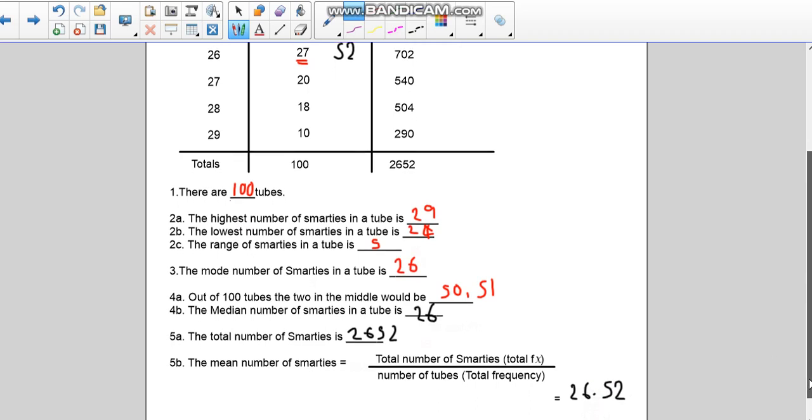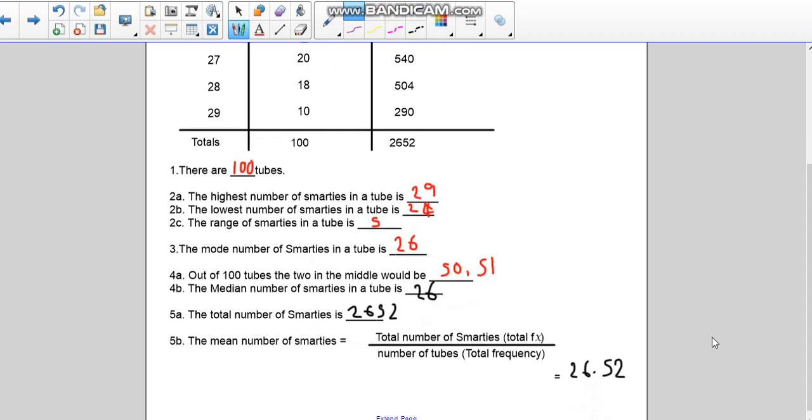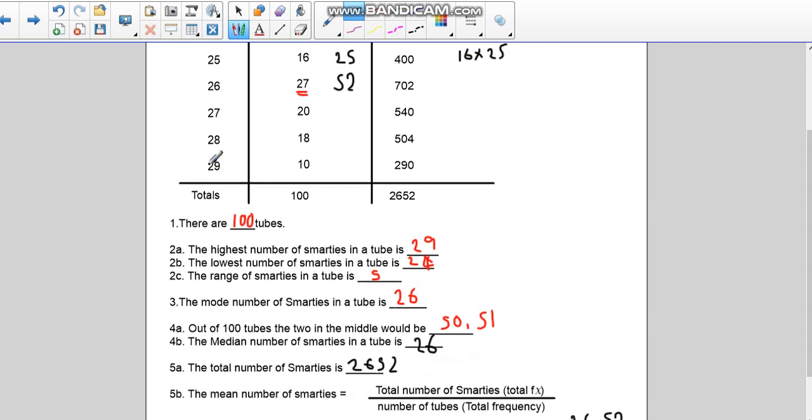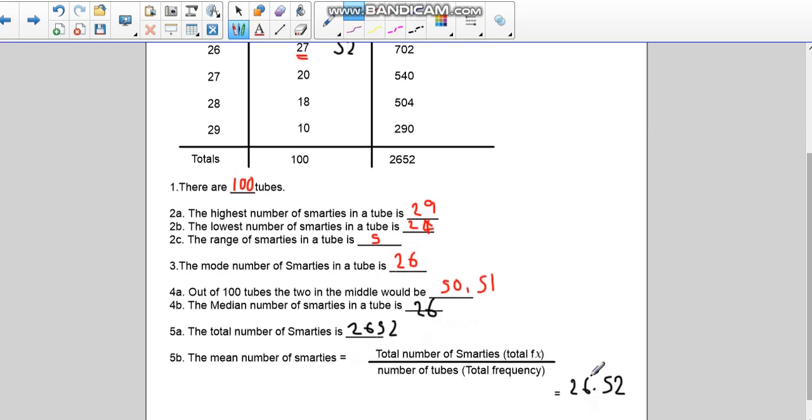So we've looked at how we find the range, biggest take away smallest, but it's always numbers from this column. In fact, all your answers should be a number from this column. Here we did 29 take away 24. The mode is 26 because it was the highest frequency. The median was 26 because when we put them in a list, 26 was the 51st number and the 52nd number. And then we've added up and divided, and we've got 26.52, which again will fit into this column.